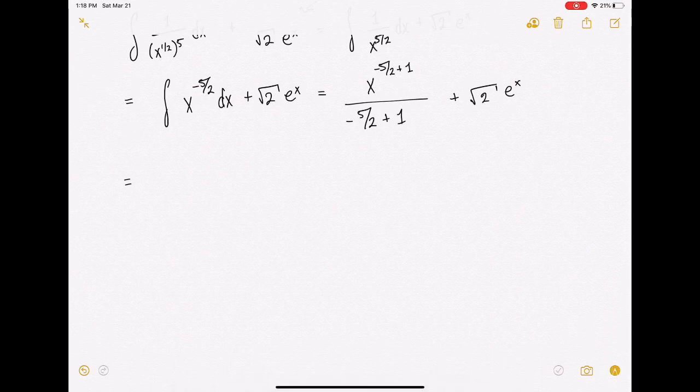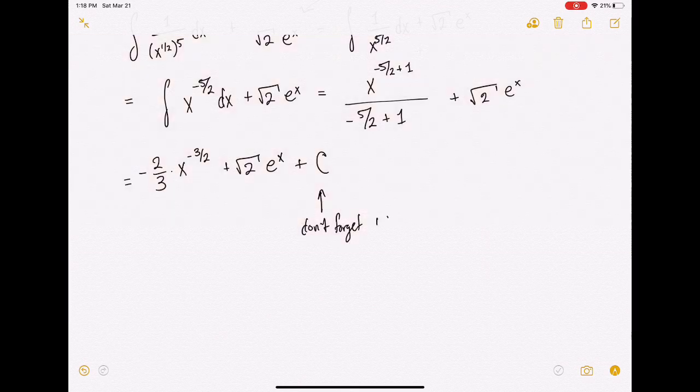Negative 5/2 plus 1 is negative 3/2. So this really becomes x to the negative 3/2. And then in the denominator, a negative 3/2 in the denominator is the same as negative 2/3 in the numerator. And then I'm just left with the square root of 2 e to the x. As always, don't forget, plus c.